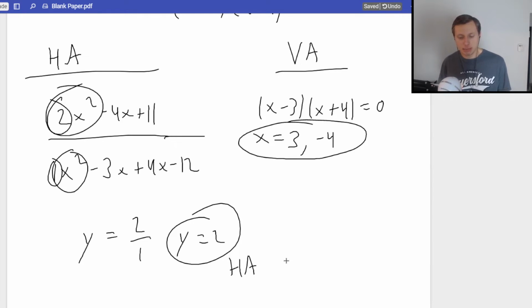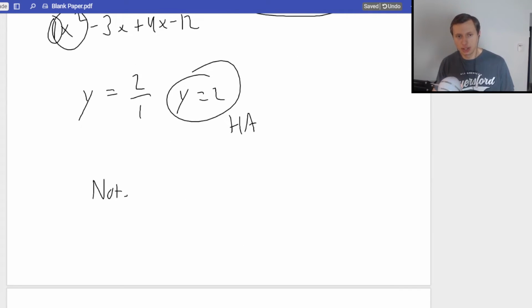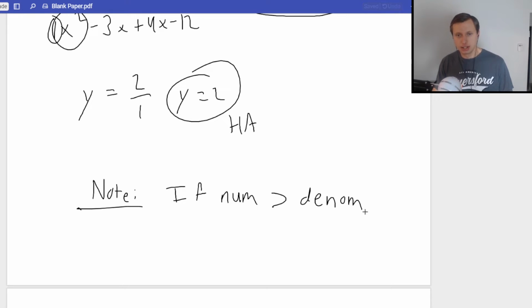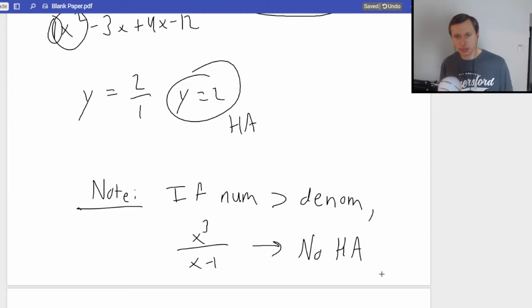And then I didn't have an example for the other one because I think you get the point right now. But I'm just going to make a note of it. Note, if numerator is greater than denominator, and that would be an example like x cubed over x minus 1, for instance. Numerator's higher than denominator. In this case, there's no horizontal asymptote because this limit does not exist. No HA. Any questions?